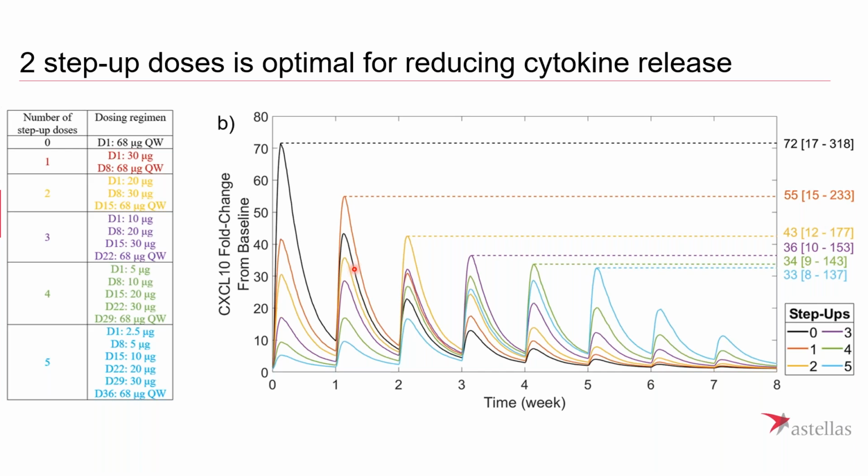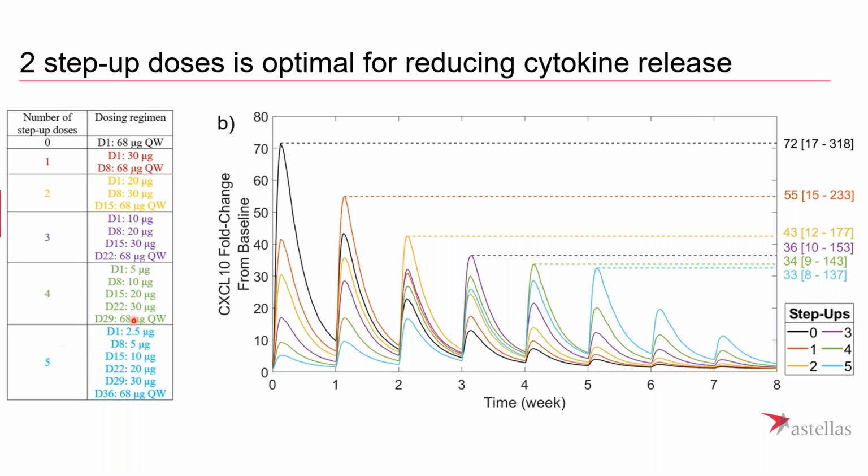I'll try and cover the main points. This is a simulation that was looking at CXCL10 fold change from baseline over time. CXCL10 was chosen as representative of the different cytokines in this model, and we looked at stepping up from 0, so flat dosing, up to 5 step-ups, and what the peak CXCL10 fold change from baseline is across these different dose regimens.